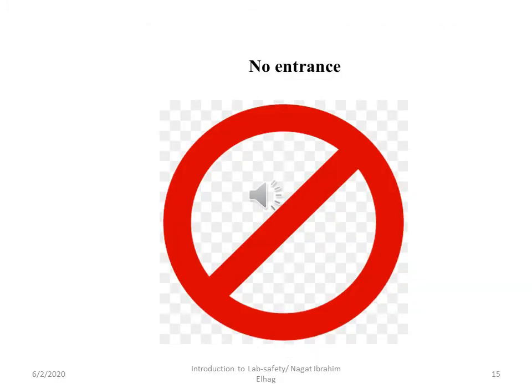In slide number 15, there is a no entrance sign. So you should follow the rules, you should follow the signs. If you have this sign on a door, it is not permitted for you to enter this area. So you have to respect these rules to be safe inside the lab.